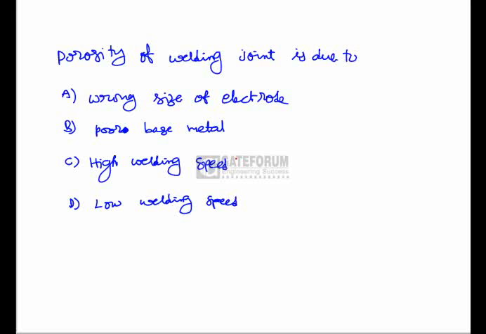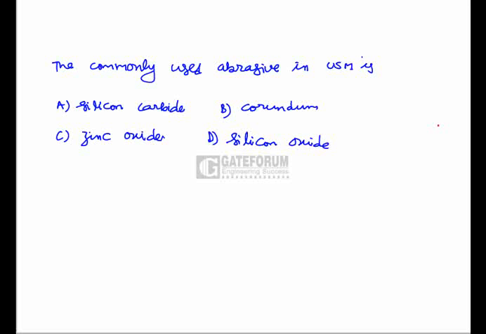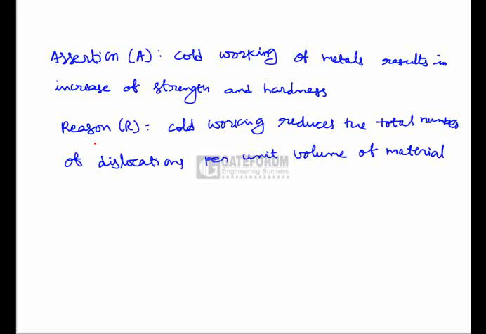Welding joint porosity is due to. Here the options are wrong size of electrode, poor base metal, high welding speed, low welding speed. But porosity of welding joint is due to the poor base metal. The option B is the right answer. Used abrasive in USM is. Here the options are silicon carbide, corundum, zinc oxide and silicon oxide, and the correct answer is A, silicon carbide.